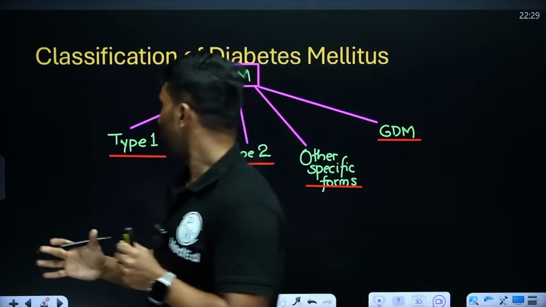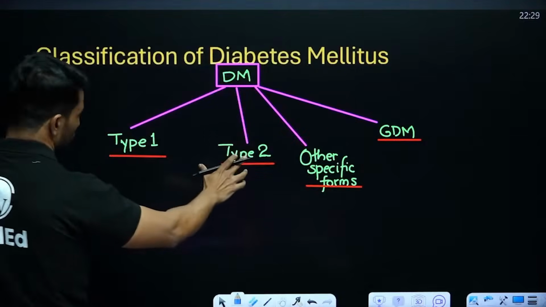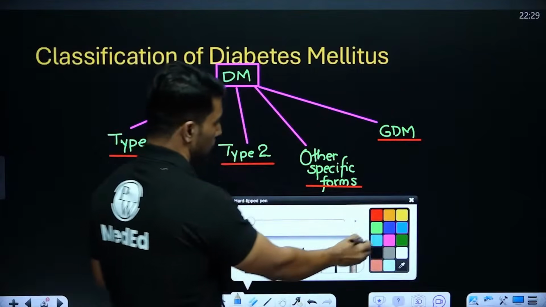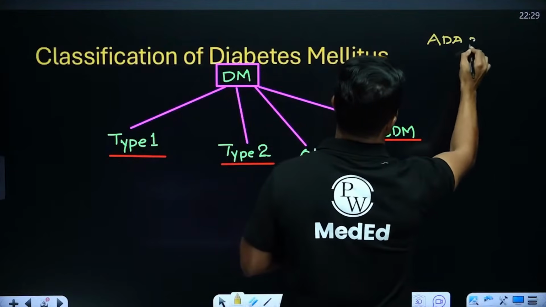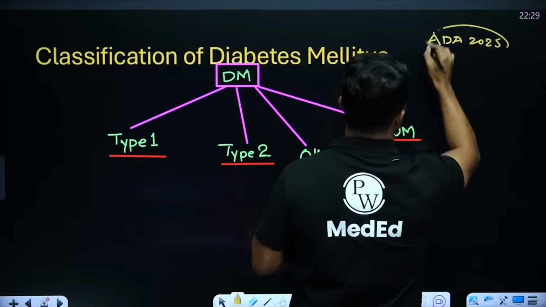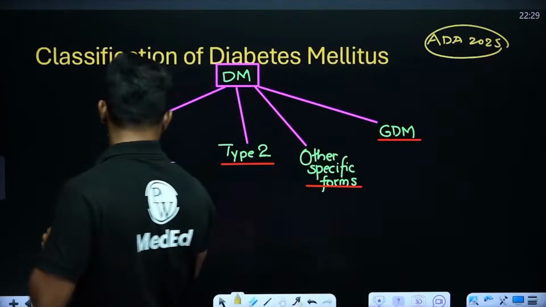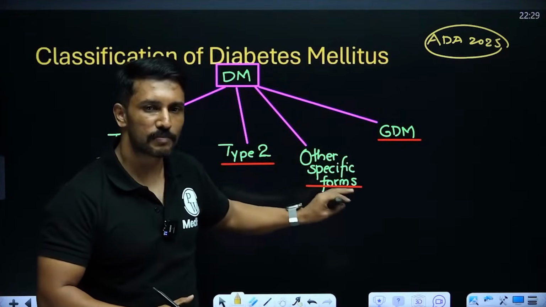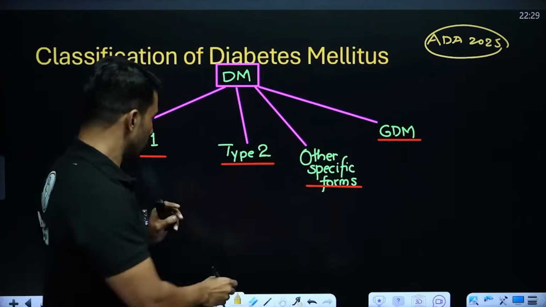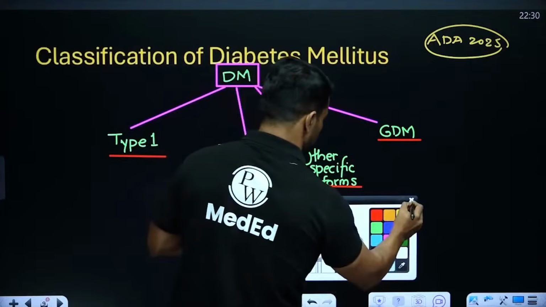Having understood the basics of regulation of blood glucose level, we'll start with the classification of diabetes mellitus. All of us are familiar with type 1 and type 2. But the American Diabetes Association, in all of its forms, including the ADA 2025, classifies diabetes into 4 major categories: type 1, type 2, gestational diabetes mellitus and other specific types. Okay, so we'll start with type 1 first.